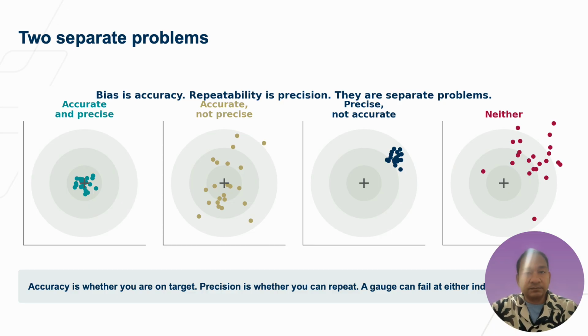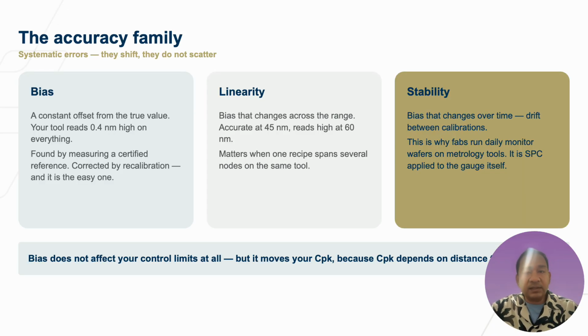Now the accuracy family, 3 systematic errors. Bias is a constant offset. Your tool reads 0.4 nanometers high on everything, found by measuring a certified reference standard, corrected by recalibration. It is an easy one. It is the known correctable number.